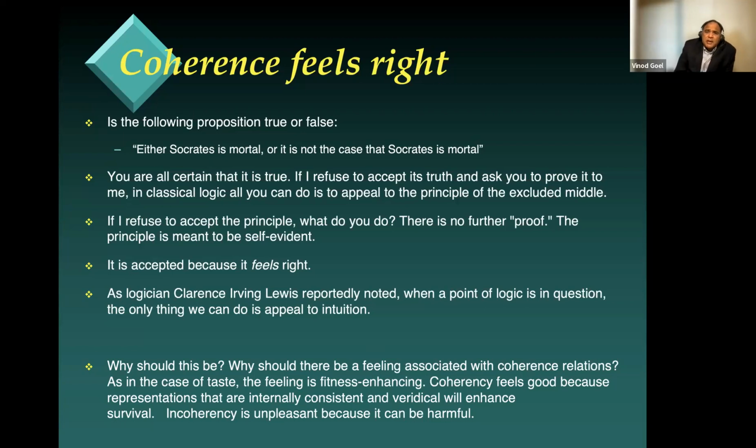But if I refuse to accept its truth and ask you to prove it to me, in classical logic, all you can do is appeal to the principle of the excluded middle. If I refuse to accept the principle, what do you do? There is no further proof. The principle is meant to be self-evident. It is accepted because it feels right. As logician Clarence Irving Lewis noted, when a point of logic is in question, the only thing we can do is appeal to intuition.